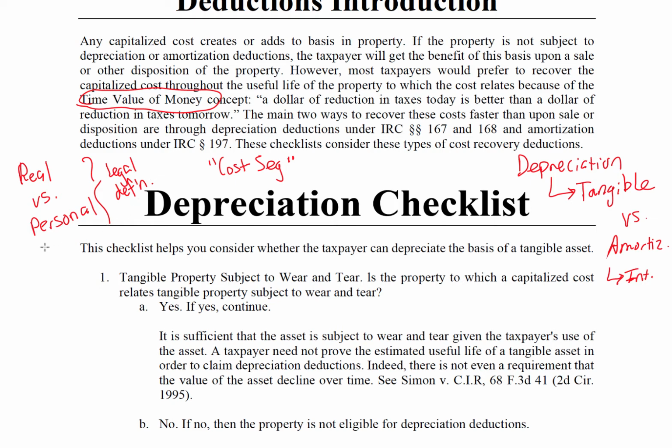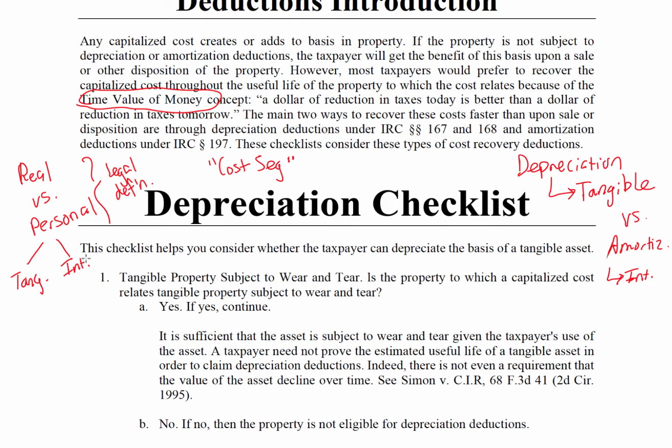So personal property actually can be broken into tangible and intangible property, because personal property includes everything other than real property. Real property can only be tangible. There's no intangible real property. Just keep that in mind. But personal property can be broken into tangible and intangible property.